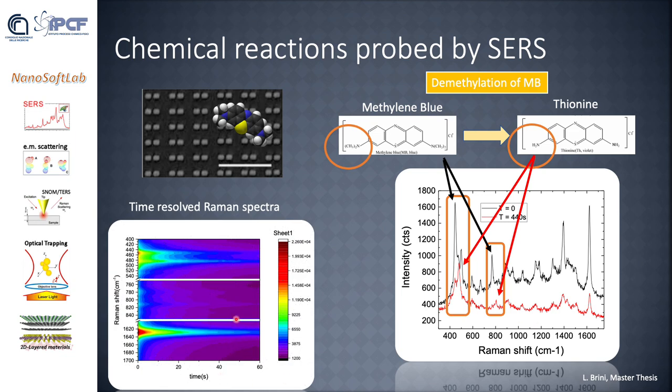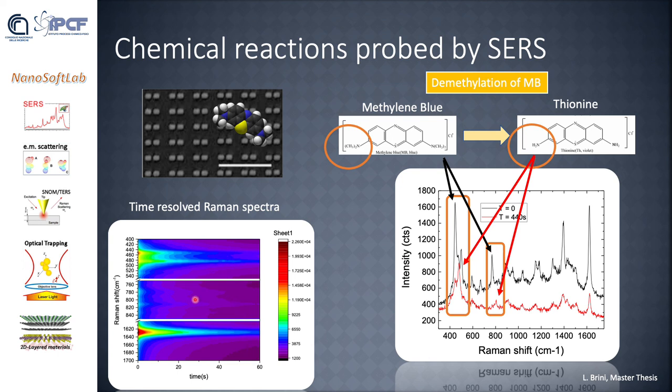The density map reported here shows, as a function of time, the Raman intensity, in false colors, of the principal modes characterizing the demethylation process in the 1, 2, and 3 spectral regions. In particular, again, we see that at the beginning here, the mode typical of methylene blue was much more intense than that of thionine, and this is totally inverted at the end. Already after a few tens of seconds, we see the mode of thionine prevalent with respect to the mode of methylene blue, and the same is observed in this specific region, while the mode at 1620 doesn't change very much between the two molecules.